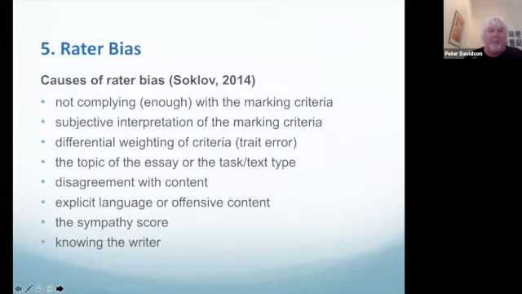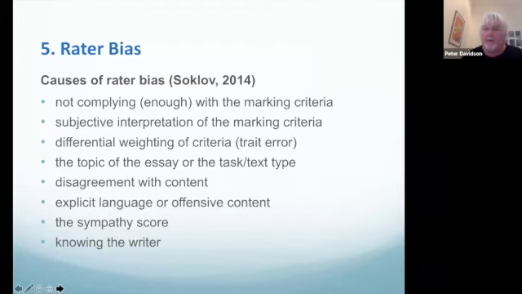So Sotloff has identified a number of causes of these biases: not complying with the criteria, so just totally ignoring the criteria, or interpreting the criteria as you see fit, putting different weighting on the criteria. So you're looking at the criteria and you go, well, they've given 25% for grammar. I think that's too much. It's only worth 10%. And so you weight the criteria differently.